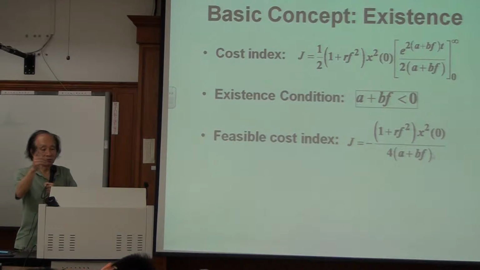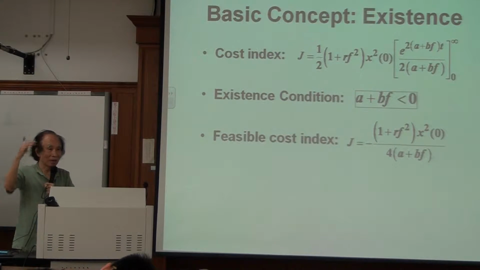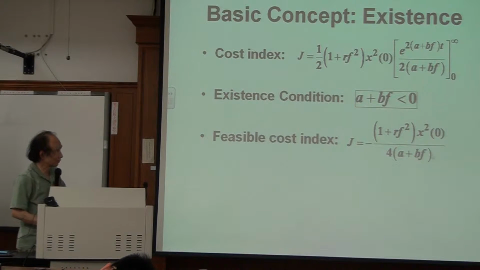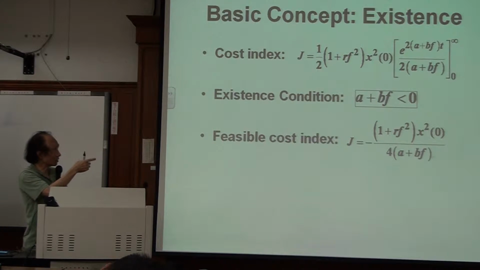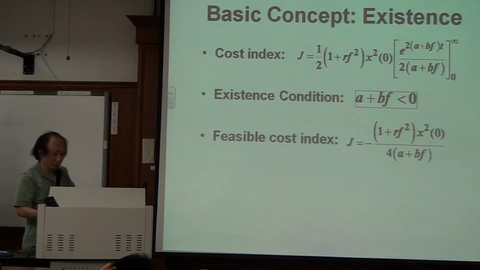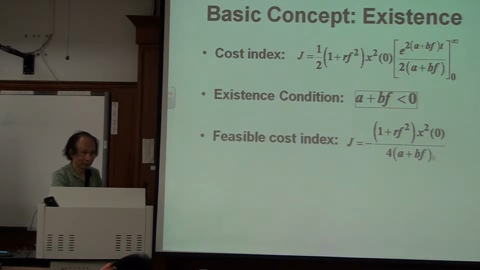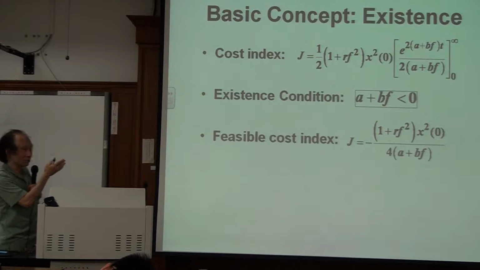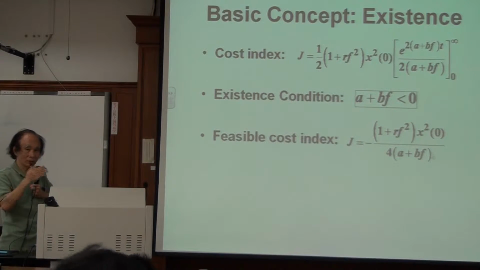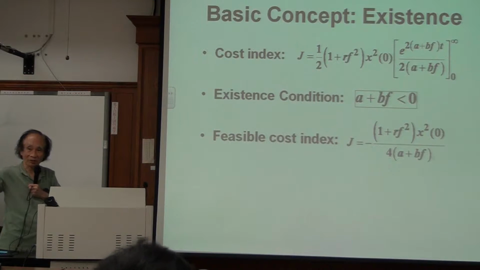When t goes to infinity, the upper bound is 0. So we have only the lower bound. That is 1 plus rf squared, then parenthesis x squared 0, divided by 4a plus bf. Agree? You have to understand this equation first before we go on. Otherwise, you will get lost.